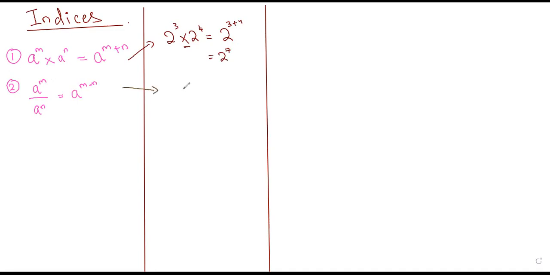Let's talk about an example for this one. Let's say we have 3 to the power 5 divided by 3 to the power 2. Now, since we have same numbers that are being divided and their powers are different, I will write down the number once only. The power in numerator minus the power in denominator, and this will give me 3 to the power 3.